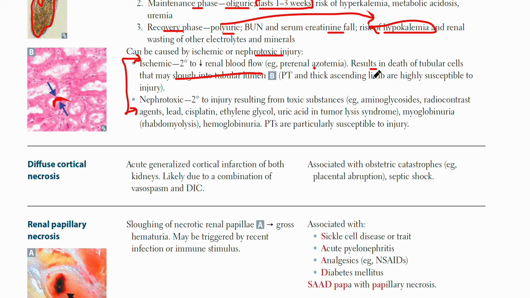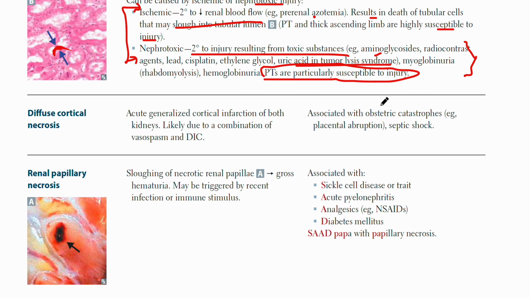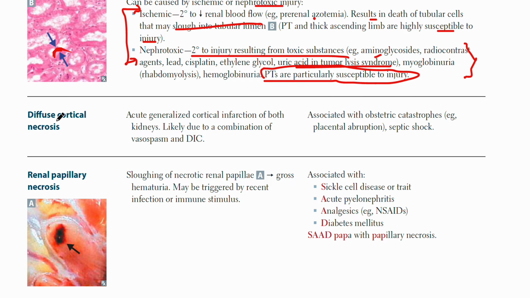And then the proximal tubule and thick ascending limb are highly susceptible to injury. The nephrotoxic injury results from toxic substances like aminoglycosides, radiocontrast agents, lead, cisplatin, ethylene glycol, uric acid in tumor lysis syndrome, myoglobinuria like rhabdomyolysis, and also hemoglobinuria. Proximal tubules are particularly susceptible to injury. Tumor lysis syndrome we have talked about in general principles, you can look at that, right? So I am not repeating it, it's your homework. And also diffuse cortical necrosis is here.